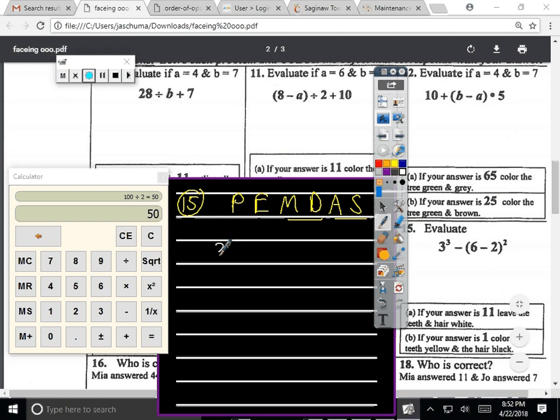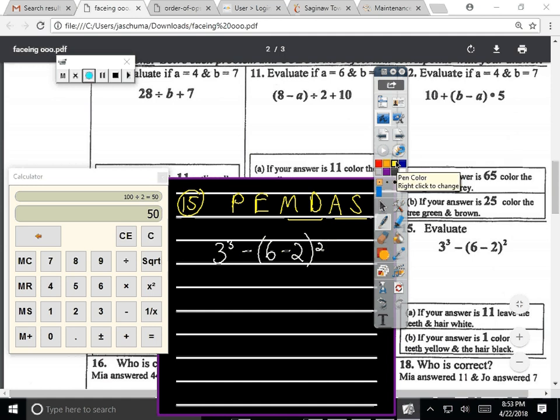So let me do a better job this time. 3 with a little tiny 3 up here. Oh, 3 to the 3rd power, or 3 cubed, minus parentheses, or the quantity of 6 minus 2 to the 2nd power. I really want to double check here. All right, those are really subtractions. I got it. Here we go.